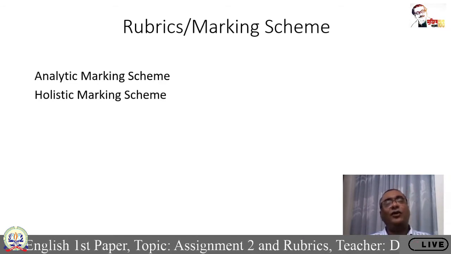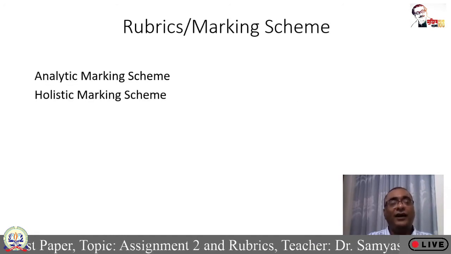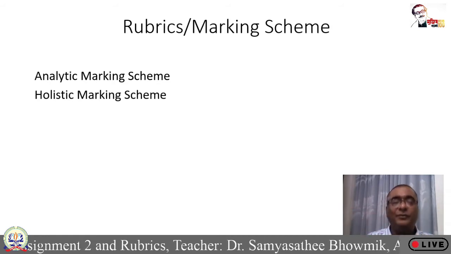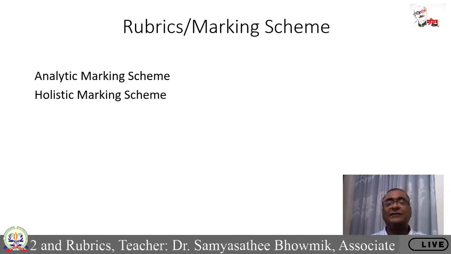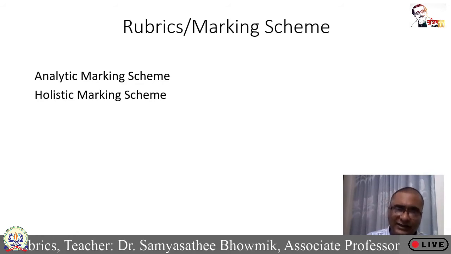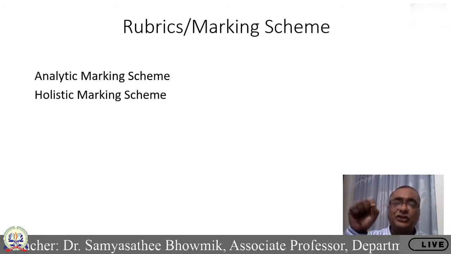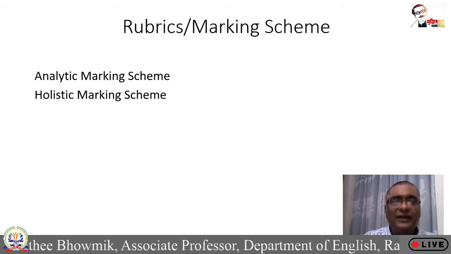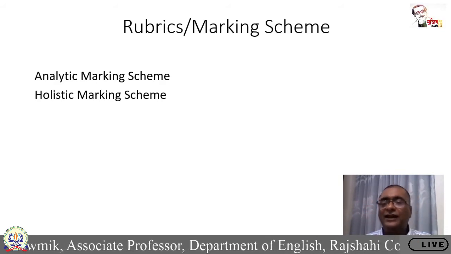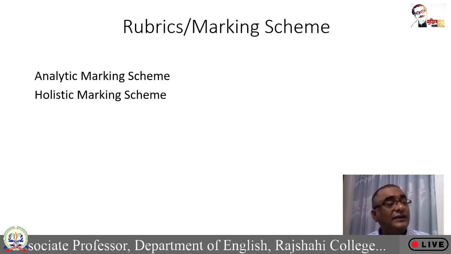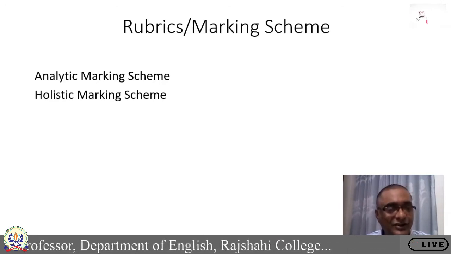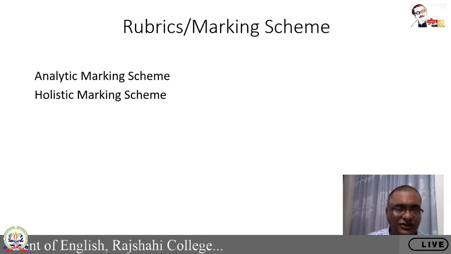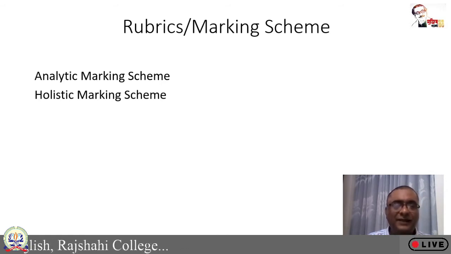On the other hand, a holistic marking scheme is when your writing is judged in terms of overall performance. But even in a holistic marking scheme, there is the scope of preparing a band. How is it possible? I will discuss. In an analytic marking scheme, your writing is judged based on different criteria or indicators or sub-skills like content, style, organization, grammar, vocabulary, mechanics, and other things.